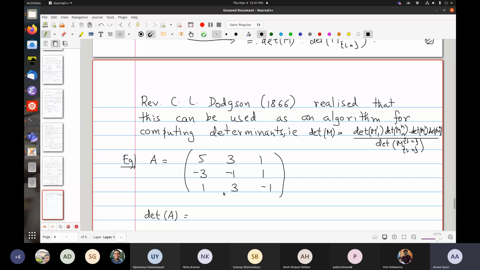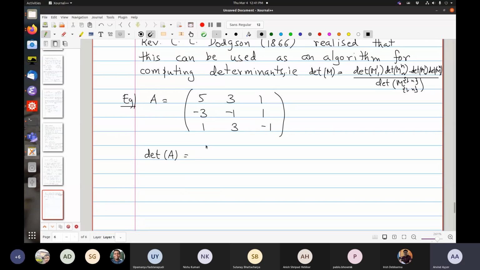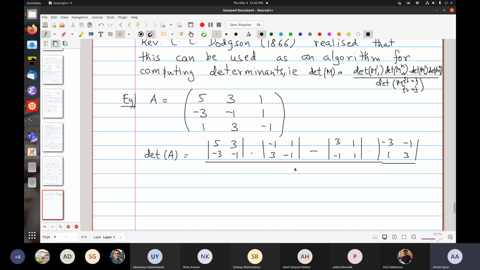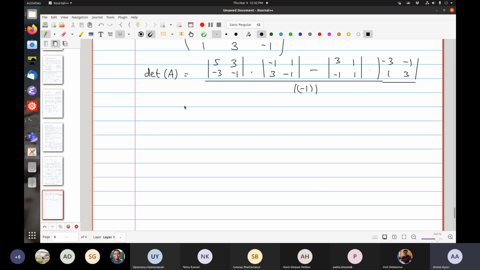Right, so here we can calculate this. So upstairs I get determinant of 5, 3, minus 3, minus 1 times determinant of minus 1, 1, 3, minus 1. So here I removed the last row, last column to get this determinant, and first row, first column to get this determinant, and I'll do the other way around. 3, 1, minus 1, 1 times minus 3, minus 1, 1, 3, and the whole divided by determinant of minus 1. So that's not absolute value, that's the determinant.